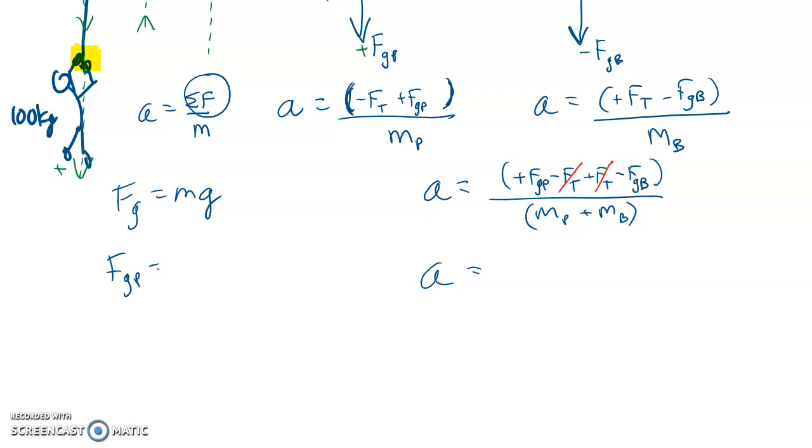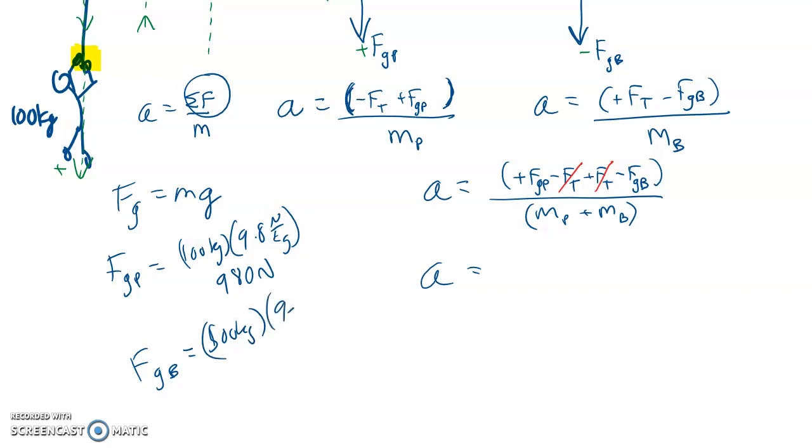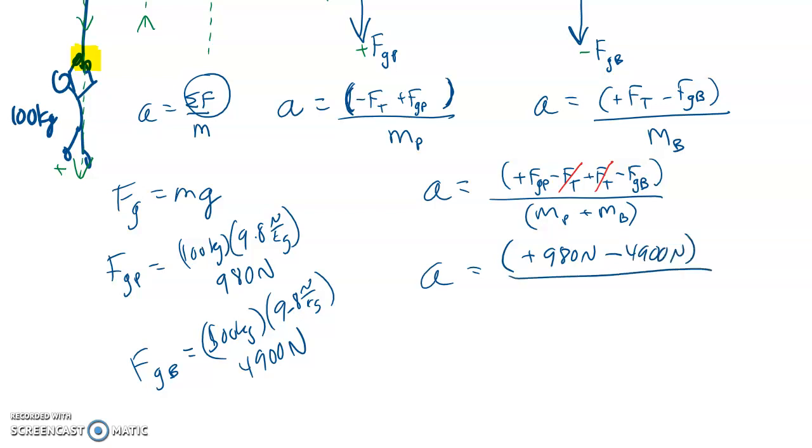So the force of gravity on the person is 100 kilograms, and on Earth, there's 9.8 newtons for every kilogram. So that's 980 newtons for the person. The force of gravity on the barrel is 500 kilograms, again, times 9.8 newtons for every kilogram. And that's 4,900 newtons. Okay, so let's put that into our equation. So that means we're going to have positive 980 newtons and negative 4,900 newtons. The total mass is going to be 100 kilograms plus 500 kilograms.